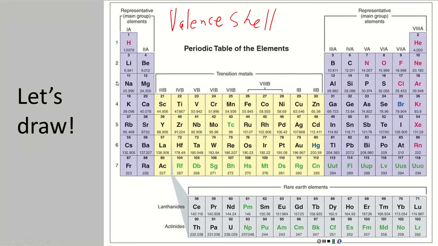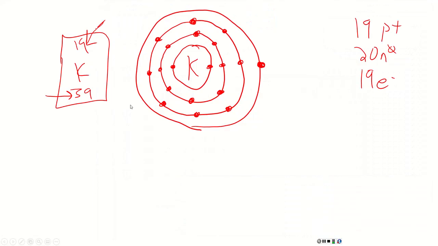Now, if we go down the side, these numbers tell us how many shells are there. Up here at the top, hydrogen and helium, they only have one shell. Everything in the second row has two shells. Everything in this third row has three. Everything in the fourth row has four. Well, there's potassium. Let's go and double check that. One shell, two shell, three shell, four shell.